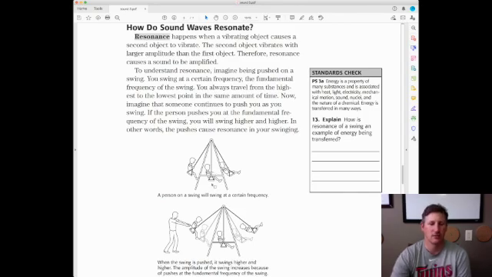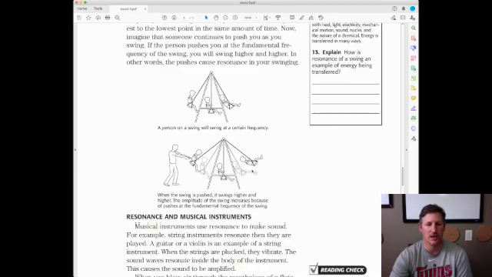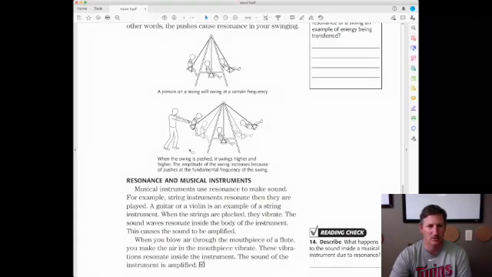So if we take a look at this, here's you just normally swinging. A person is swinging. We'll just keep going back. Now, if you add somebody else to the equation, you still start swinging, but you're going to go higher. So your amplitude is going to be higher. It's going to be louder. When the swing is pushed, it swings higher and higher. The amplitude of the swing increases because of pushes at the fundamental frequency of the swing. So it's not like they're pushing faster or slower. The fundamental frequency is what it's saying. It's consistent. It's like a metronome. It just goes doot, doot, doot, doot.